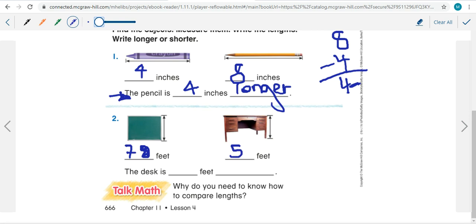Okay, now remember these are estimates. Now based on the question, we're always going to put the bigger number on the top, and remember that we need to subtract to find the difference. 7 minus 5 equals 2. You need to practice subtraction in case you forgot it. So the desk is 2 feet what? Shorter, okay? As you can see, the desk is shorter. So you write shorter on the line.